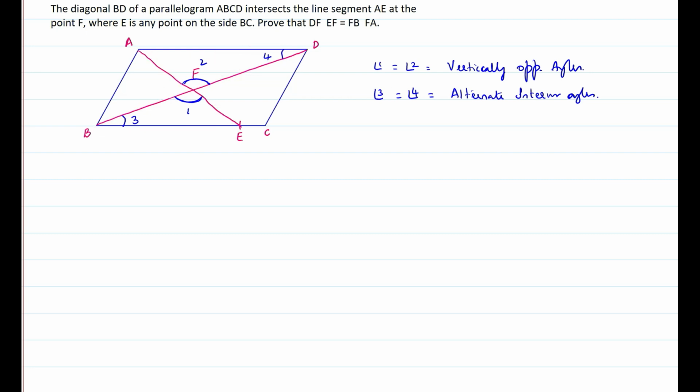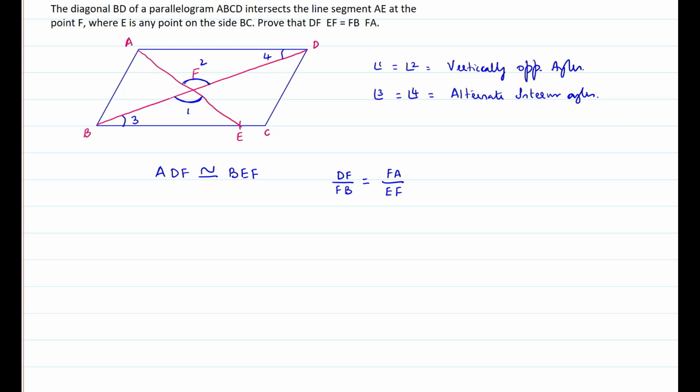Now we have arrived at the AA criteria. AA criteria means if two angles are equal, the triangles are similar. Therefore, we can write triangle ADF is similar to triangle BEF. If the triangles are similar, then we can write down the ratios. Suppose we take DF by FB will be equal to FA by EF.